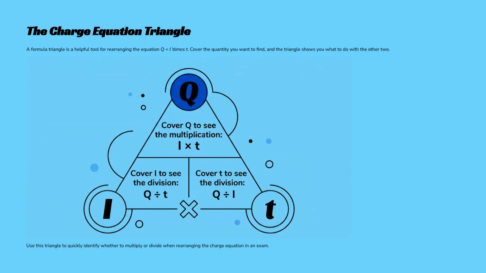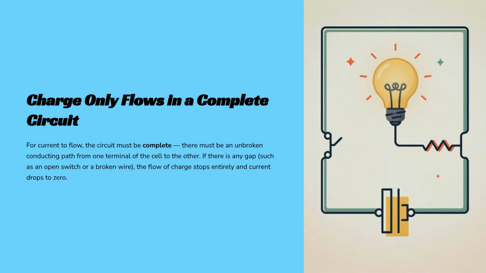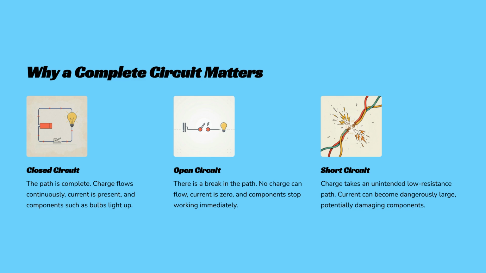A useful tool is the formula triangle. By covering the quantity you want to find, you can see whether you need to multiply or divide to solve the equation. Remember that charge only flows in a complete circuit. If there is a break, such as an open switch or a damaged wire, the flow stops and the current becomes zero. Closed circuits allow current to flow normally. In an open circuit, the flow stops. A short circuit, however, is dangerous, as it creates an unintended path, potentially causing damage.